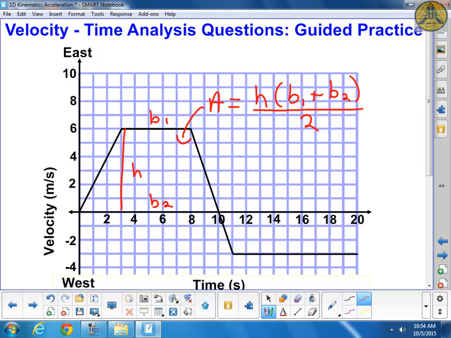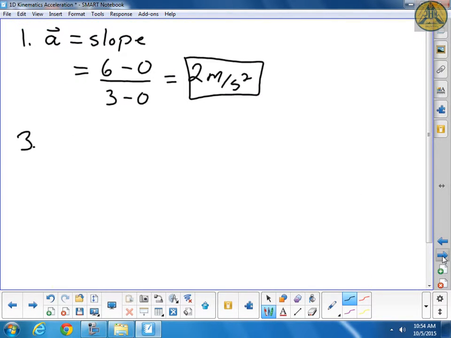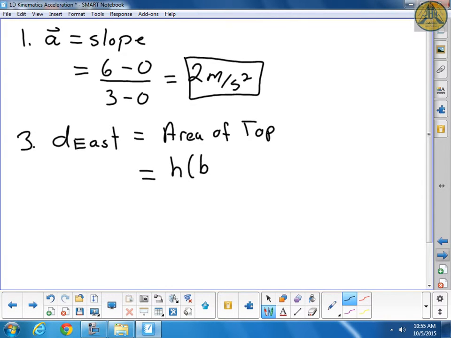So the distance traveled east is that area on the top, which is the trapezoid. I'll write the formula down for trapezoid: height times B1 plus B2, divided by 2. So for us, the height was 6, just the distance between the parallel lines. First parallel line was 5, next one was 10, divided by 2. So that's 15 times 3, 45. So the distance traveled east is 45 meters.